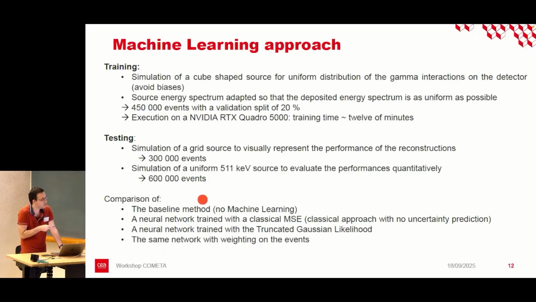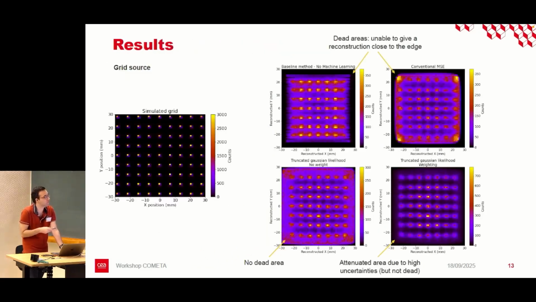For the comparisons, I will apply a baseline method that does not use machine learning. It's just based on the expert's knowledge. Then a neural network that is trained with the classical MSE, so the classical approach with no uncertainty prediction. The neural network trained with the truncated Gaussian likelihood, the one that I have presented just before. And finally, the same network, but where I have weighted the events according to the uncertainty, to show the impact of the uncertainty on the event reconstruction.